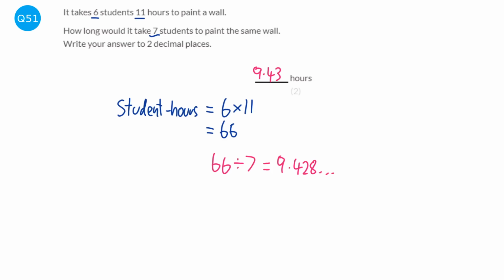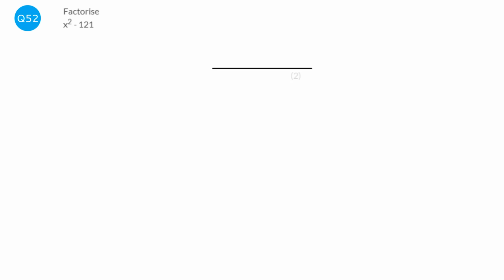It doesn't look like it, but we actually have a quadratic here. And the reason it doesn't look like it is because we don't have an x term. But as long as we have an x squared term and a number term, we definitely have a quadratic.